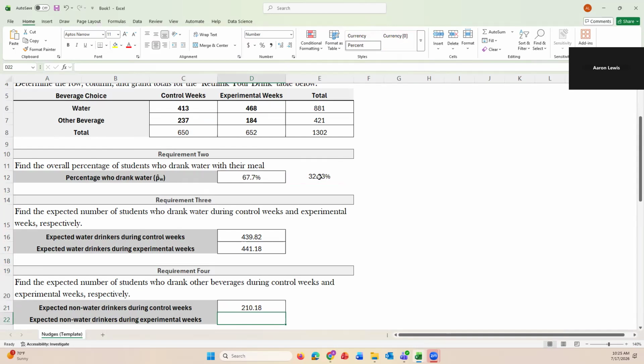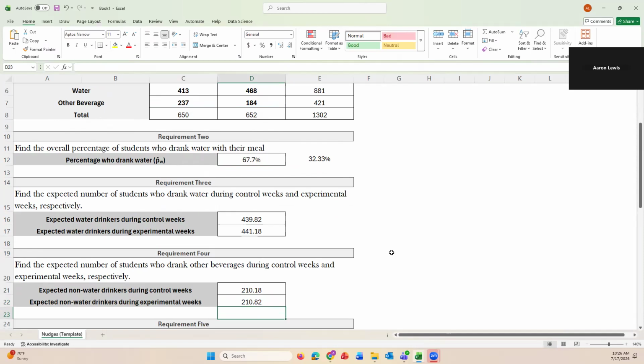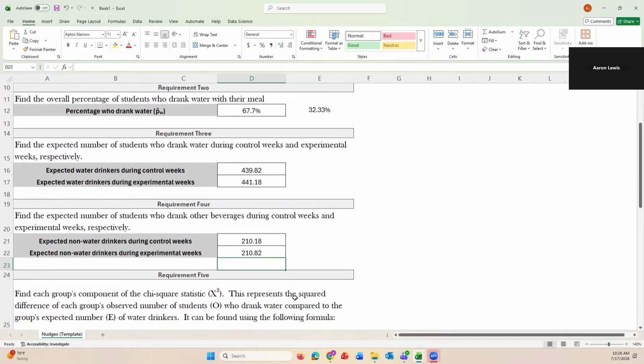during control weeks. If I want to do it another way without having to figure out my number separately, I could just say for experimental weeks, it would be 652 times 100% minus the percentage that we know of water that was drank, 67.7%. Either methodology will get you there. And we got 210.82 expected non-water drinkers during experimental weeks.